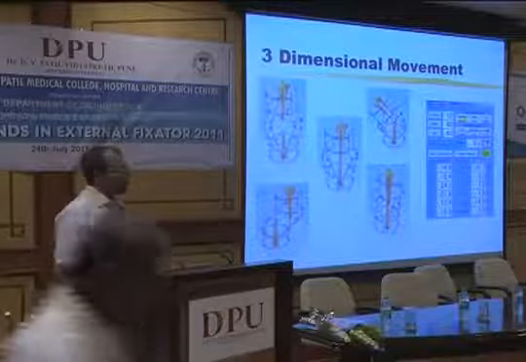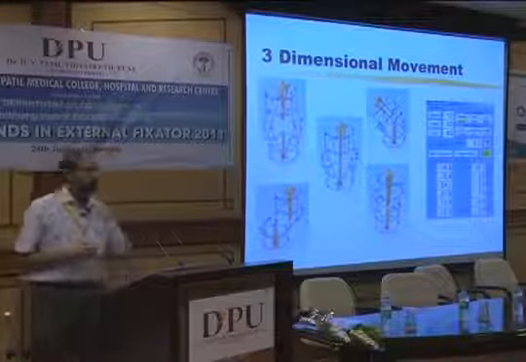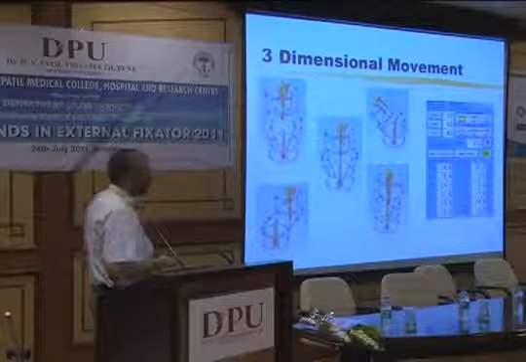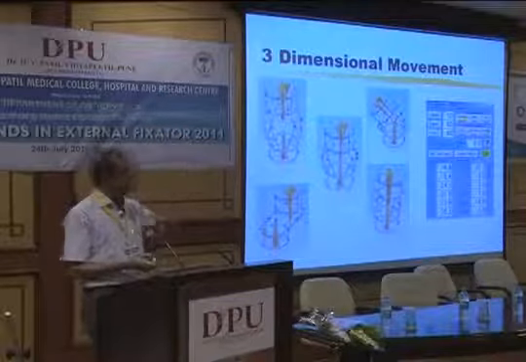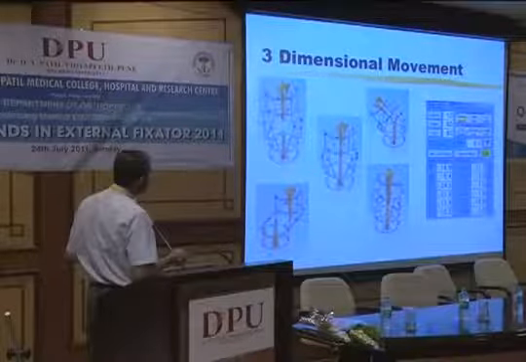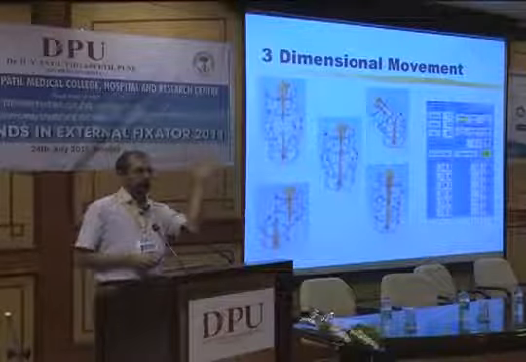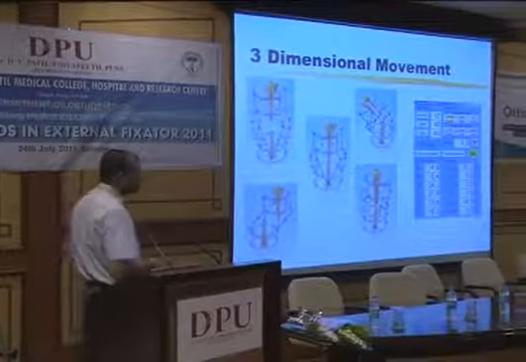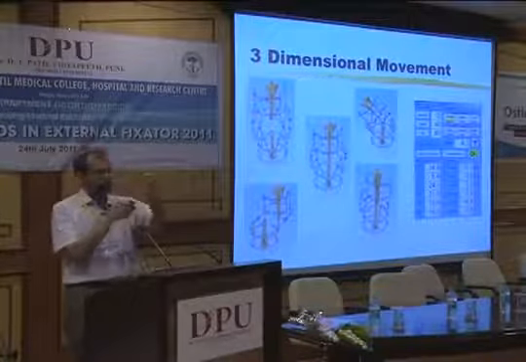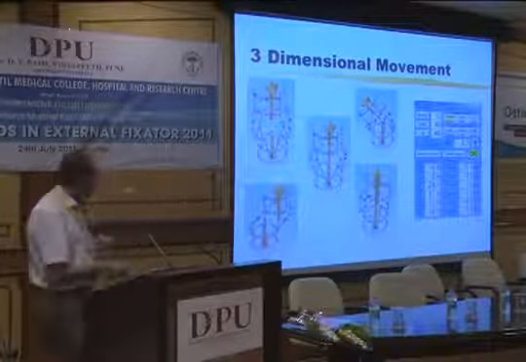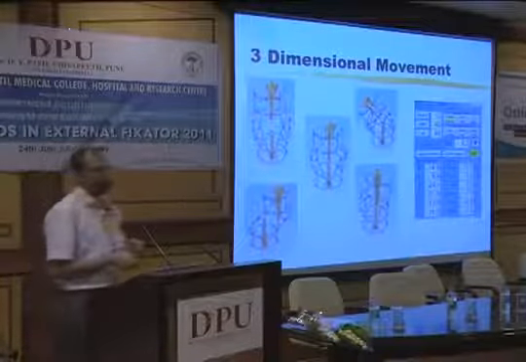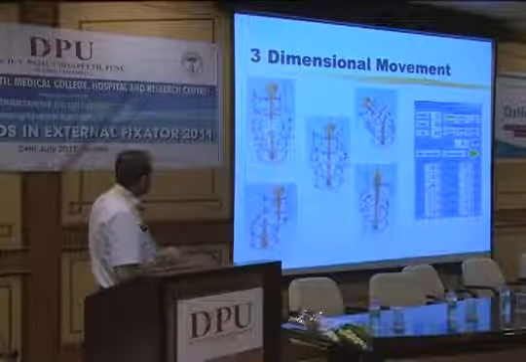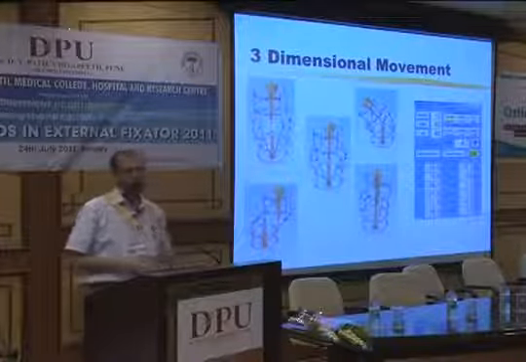What it does is, with the same set of connectors, it allows you distraction or compression, that is one axis in terms of length. It allows you angulation, this way, that way, front, back, any kind of bending. It allows you translation, side to side, front to back in any oblique plane, and it allows you rotation. So with the same 6 struts, without changing the struts, you can achieve all kinds of movement.